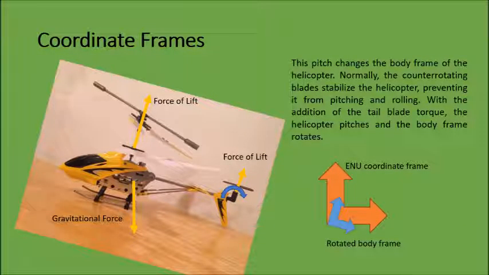With the addition of this pitch due to the torque from the tail blades, the coordinate frame of the body will change. Normally, the counter-rotating blades stabilize the helicopter and prevent it from pitching and rolling. With the addition of a tail blade torque, the helicopter pitches and the body frame rotates, which means that the up direction for the helicopter is no longer the same as the up direction of the ENU coordinate frame.